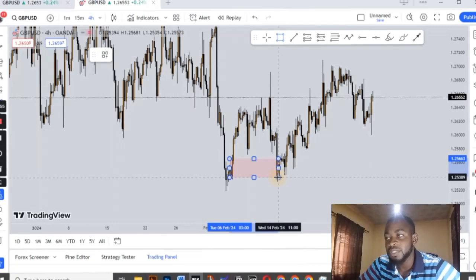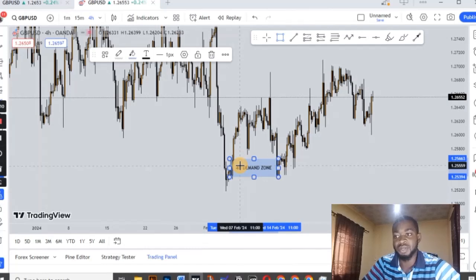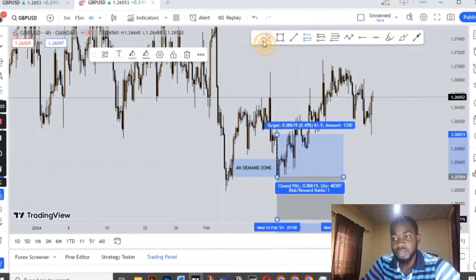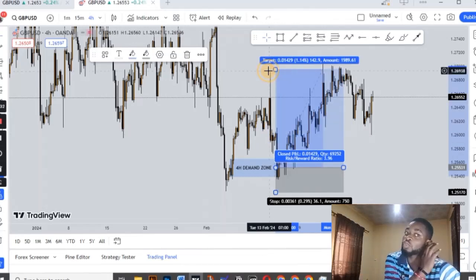Then let me change it to 4 hours demand. So when price comes back to this zone here, you already understand that, okay, I want to buy. So let's carry out our long position. We want to buy from this zone, let's say from the middle here, probably putting our stop loss below here. Then we want to be targeting probably a break of structure to this upside here. So price gives us profit. We have almost 4 RR, almost 1 to 4 RR here.